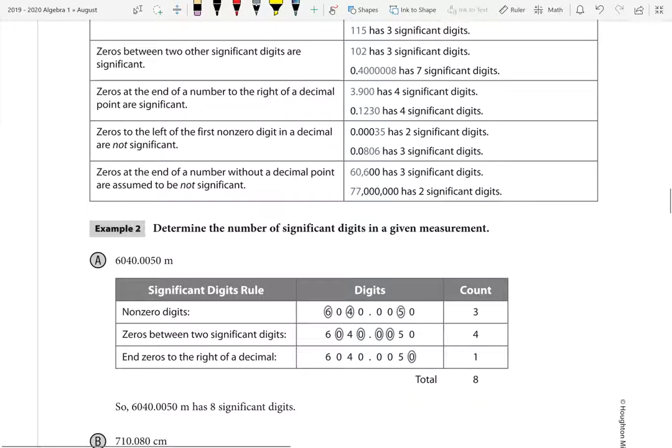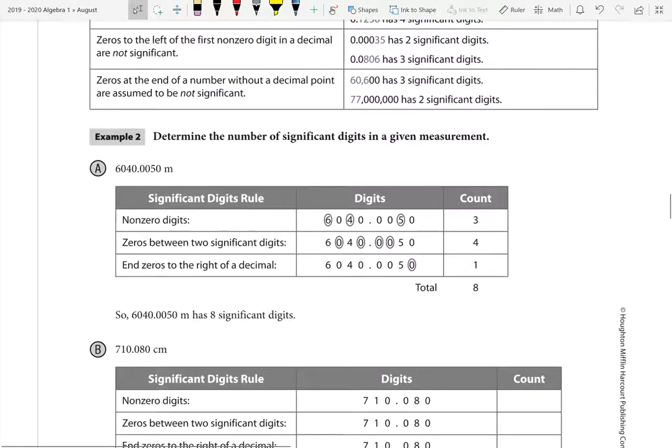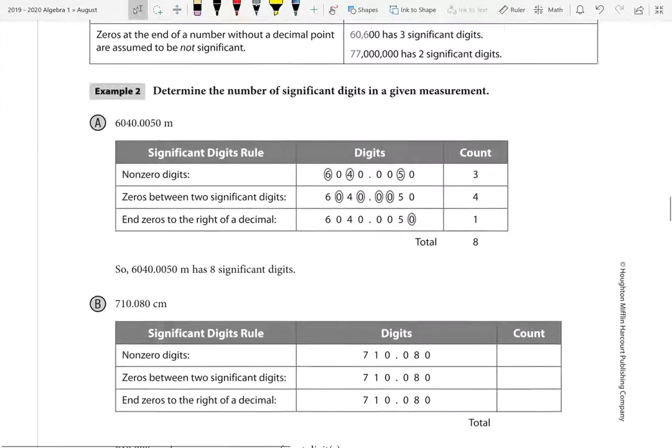So it does get very confusing, but here's a really good way of figuring out how many significant digits there are. And it's by filling in this table. So this table, you're going to look for the non-zero digits. So anything 1 through 9. Anything that's not a zero, you're going to count it. Then we're going to look at the zeros between those numbers and count them. And then we're going to look at the zeros that are to the right of a decimal.